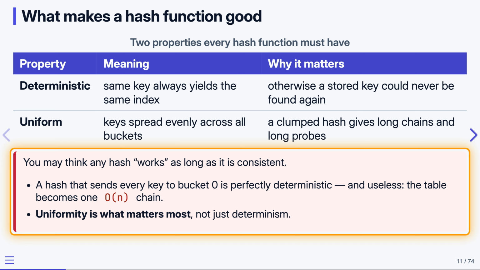You may think any hash works as long as it is consistent, but a hash that sends every key to bucket 0 is perfectly deterministic and useless. The table becomes one big O of n chain. Uniformity is what matters most, not just determinism.